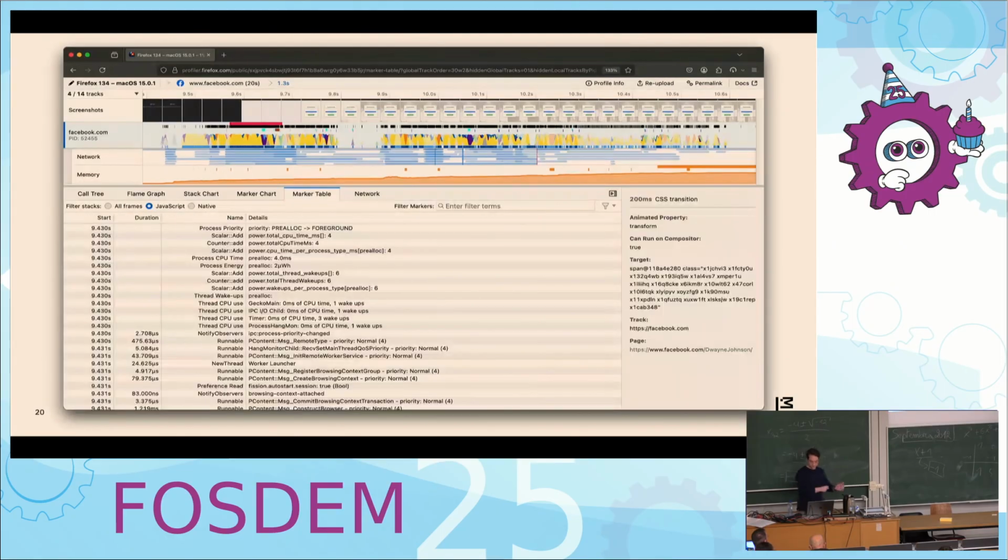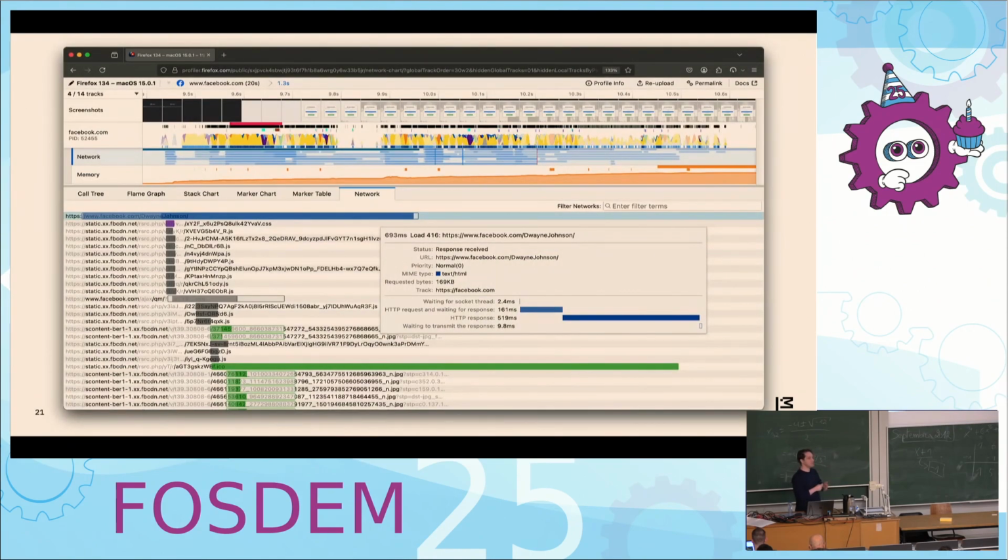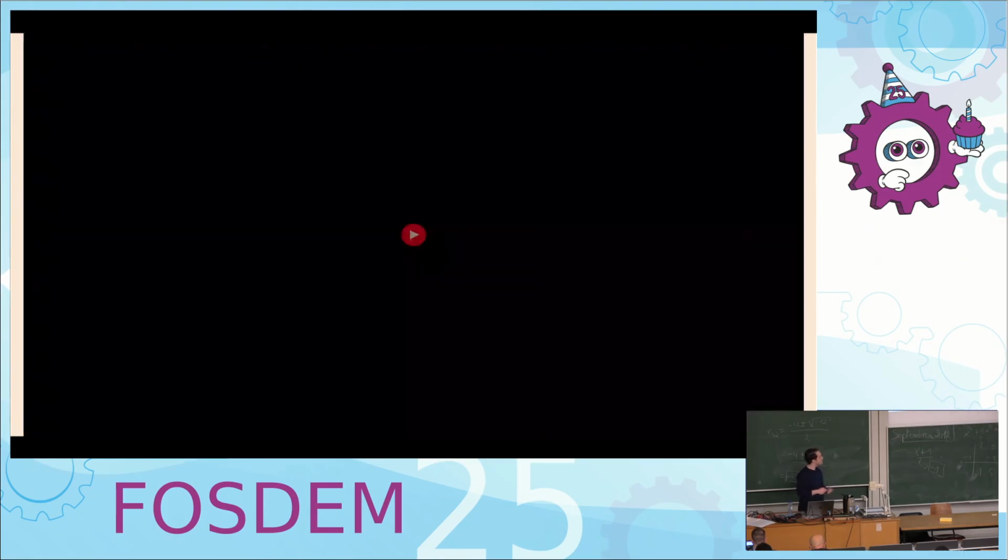So we get to see a lot more information about this execution. And the marker table is similar. It's the table version of the marker chart. And the network tab is, again, like the marker chart, but specifically for network. You see a lot more detailed information about network requests here. So now we get a sense of the UI. Now we know which tab is which.